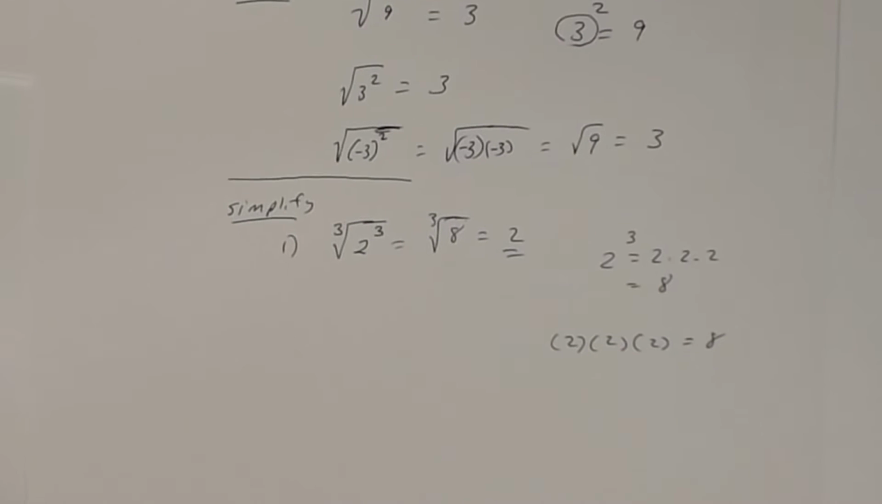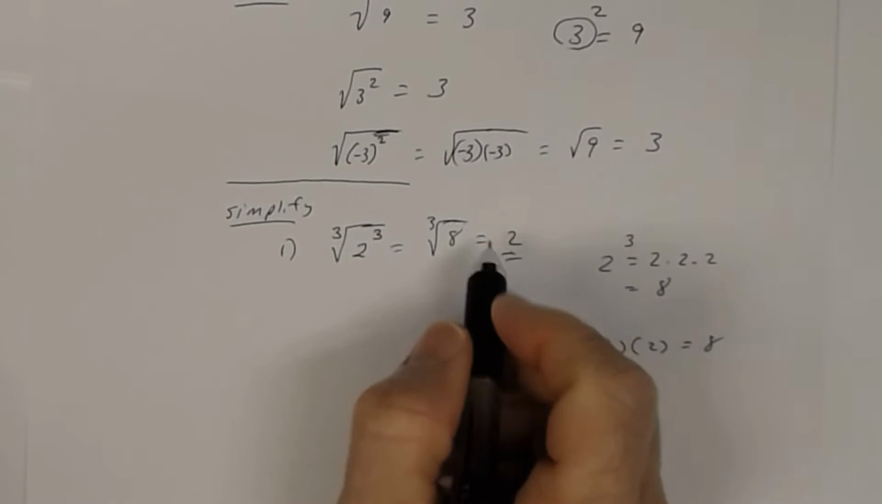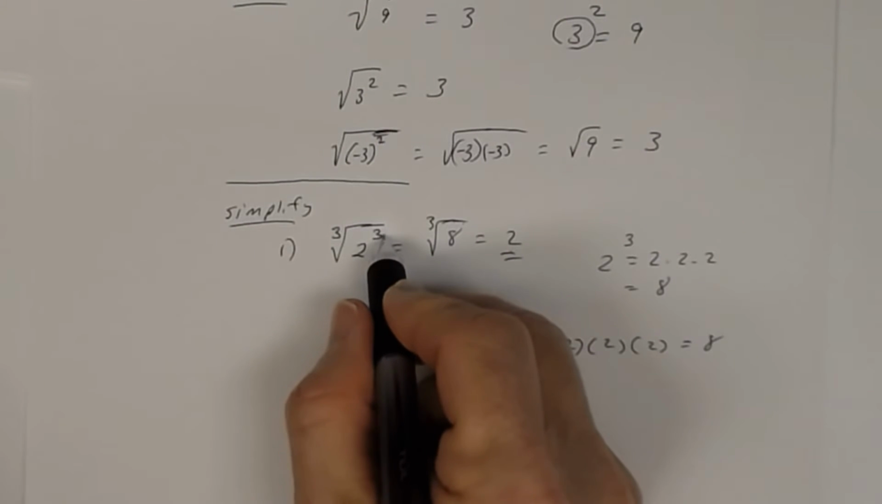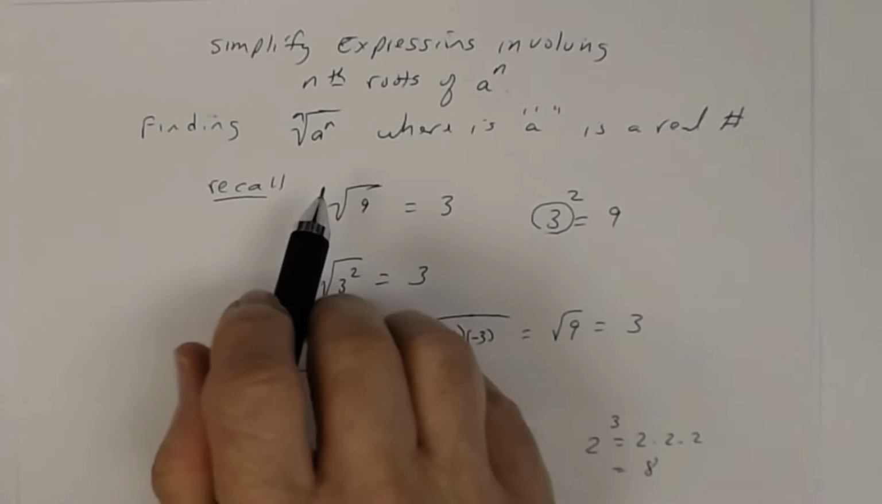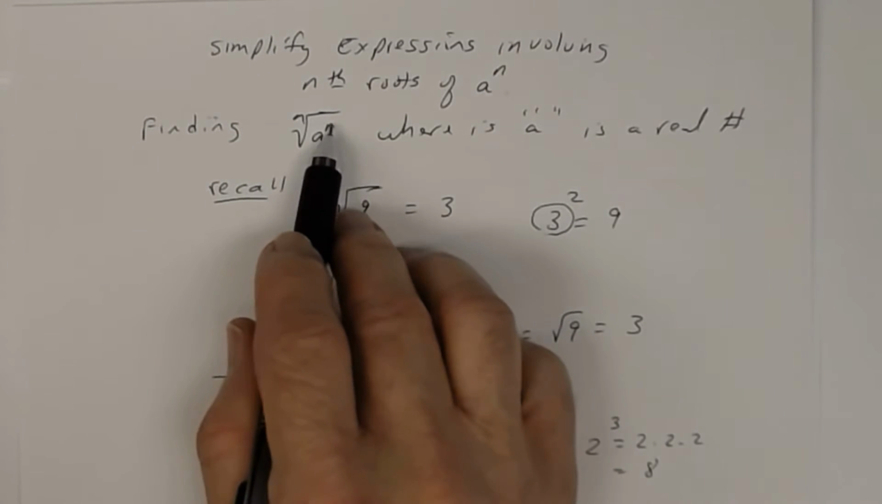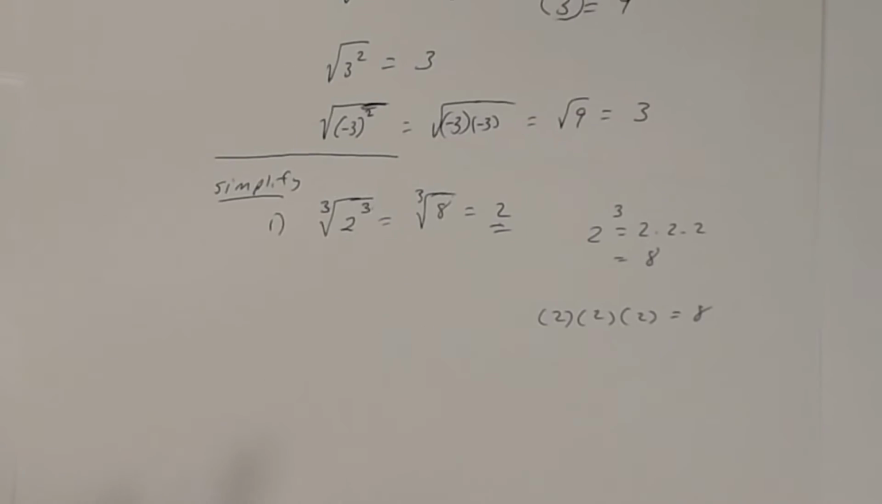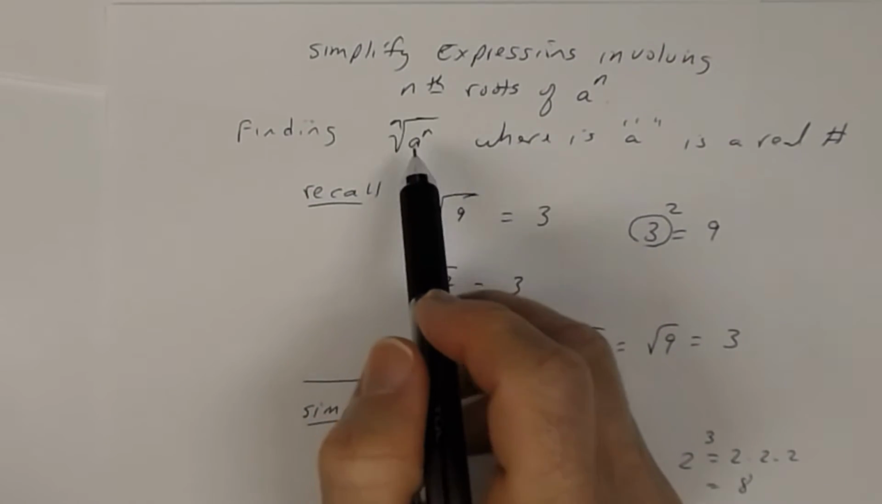Now, the point is this. Do you see that the answer is 2 and that base is 2? So notice the index and the exponent are the same. You see that? The index and the exponent are the same. And so that's the situation we're dealing with here. So these have the same number. Okay? And so the question is, what is the rule when we have something like this?